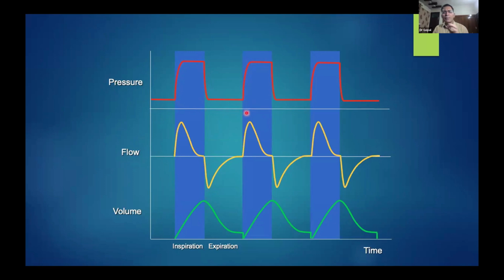This is the pressure-time scalar graphic. The other one is flow-time. The x-axis will be time, the y-axis flow. There'll be an inspiratory limb and an expiratory limb. We'll discuss all this. The third one is volume-time. So pressure, flow, and volume are depicted against time. This is against a scale of time: scalar graphics.